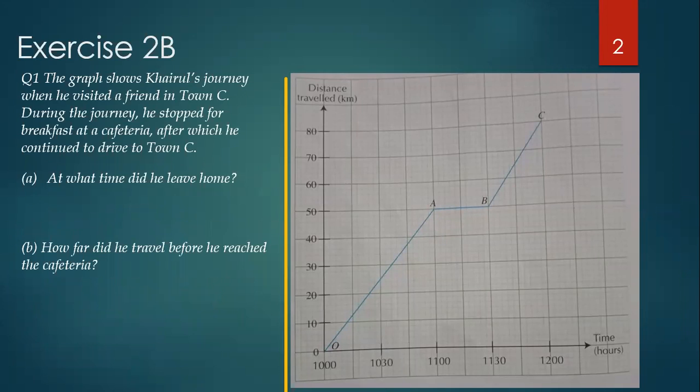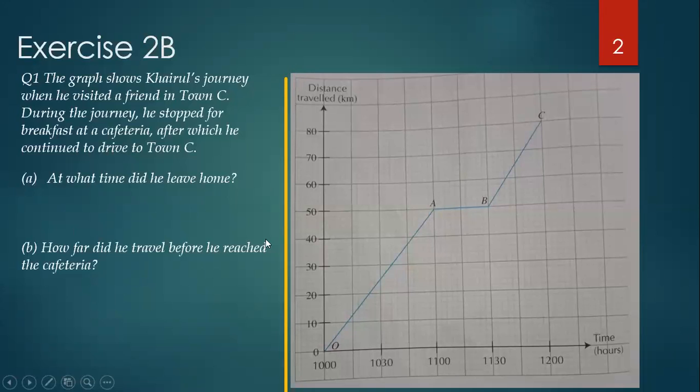Exercise 2b, question 1. The graph shows Carol's journey when he visited a friend in town C. During the journey, he stopped for breakfast at a cafeteria, after which he continued to drive to town C. So the question is, at what time did he leave home?